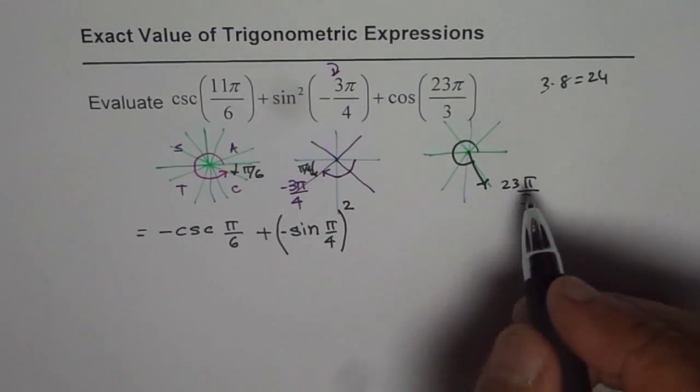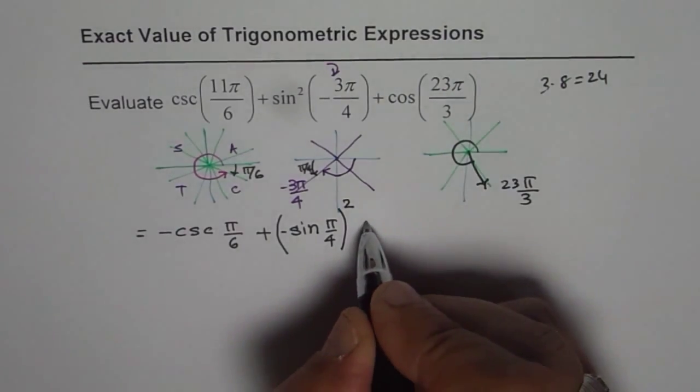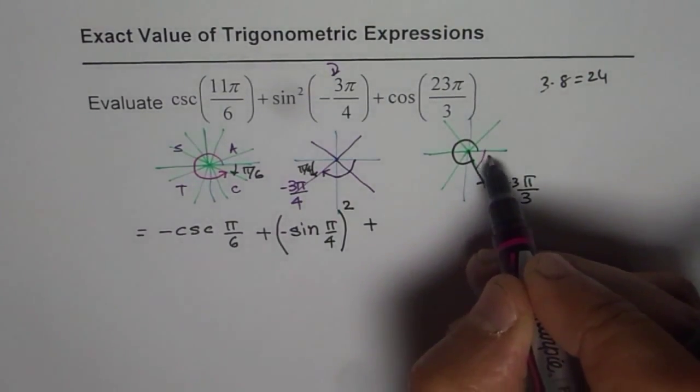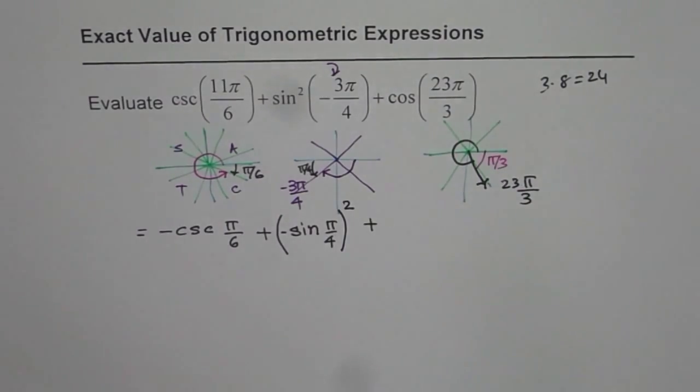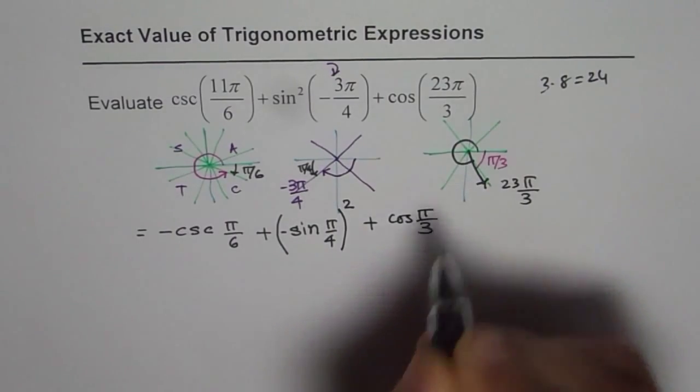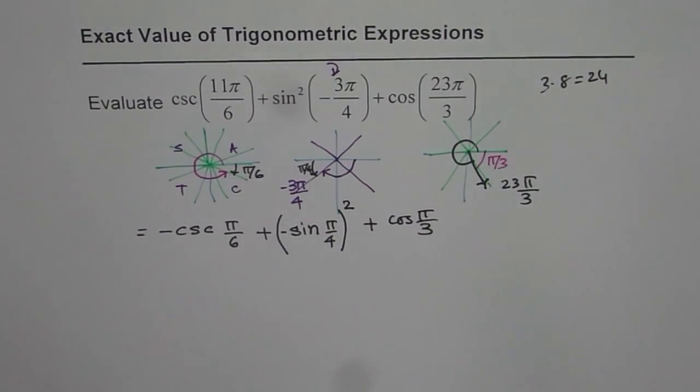Now cos is positive in quadrant 4, right? So we'll write positive, and our related acute angle is how much? Pi by 3. That is the acute angle with the horizontal, which is pi by 3, correct? So we'll write this as cos of pi by 3. So the first step is we need to figure out where we are, in which quadrant we are.